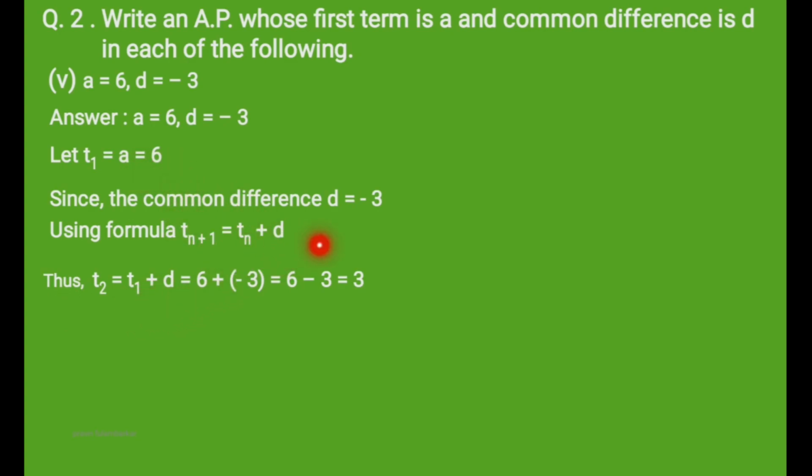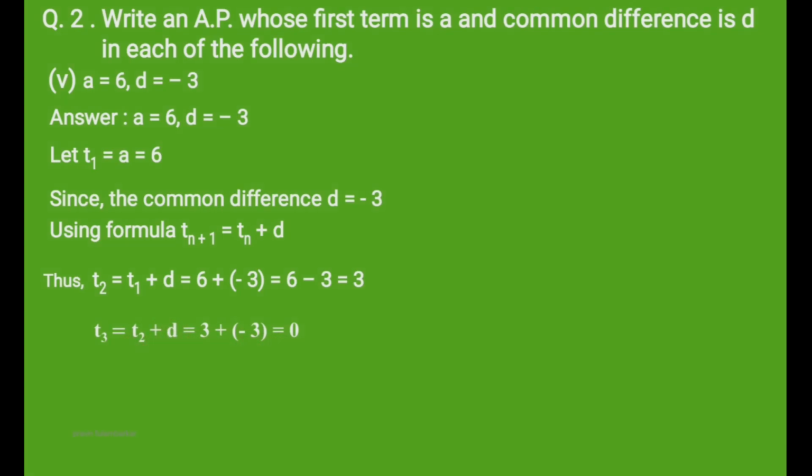Now T1 is 6 and d is minus 3. So we write here 6 plus in bracket minus 3. So plus minus minus. So write here 6 minus 3, which is 3. Similarly, we find T3. So write formula first. T3 equals to T2 plus d. T2 is 3, d is minus 3. So plus 3 minus 3 get cancelled. We get 0. So third term is 0.